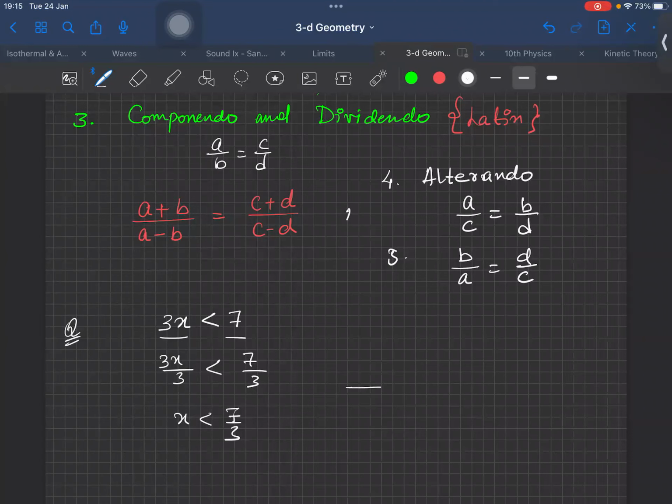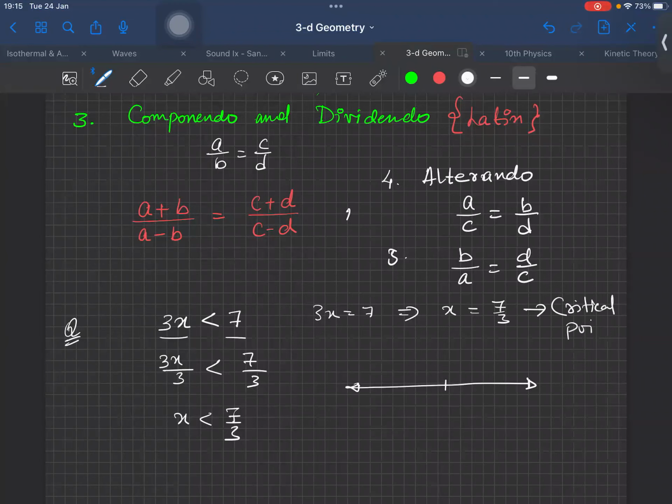So this is called the critical point. If instead of the lesser than sign you put the equality sign, let's say 3x is equal to 7, whatever value of x you get is called the critical point. So if you substitute the equality sign instead of the greater than or other symbol, you'll get x is equal to 7 by 3, and this is called the critical point.